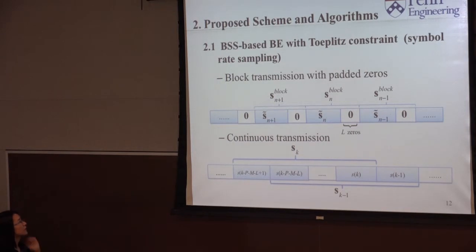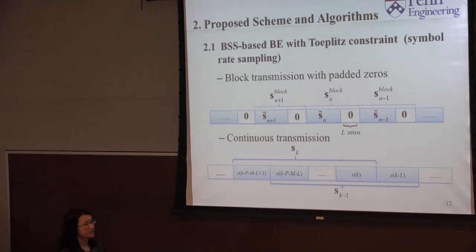Okay, first I will talk about the BSBE algorithm with Toeplitz constraint. First, consider a special transmission scheme. It is block transmission with some padded zeros. So that means in a source sequence, there are some source symbols transmitted and then padded with L zeros, which is exactly the order of the channel, and then also another block, and then a zero block, another block, 0. Compared to that, the continuous transmission is that there are no zeros. It's just a sequence of source vectors.